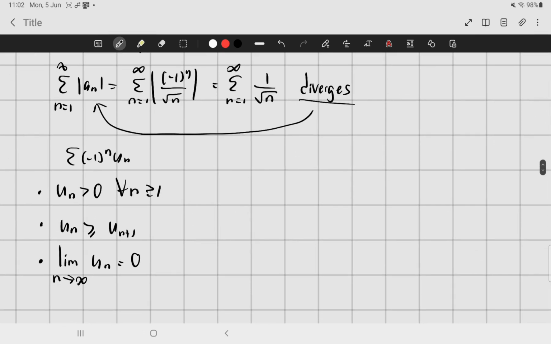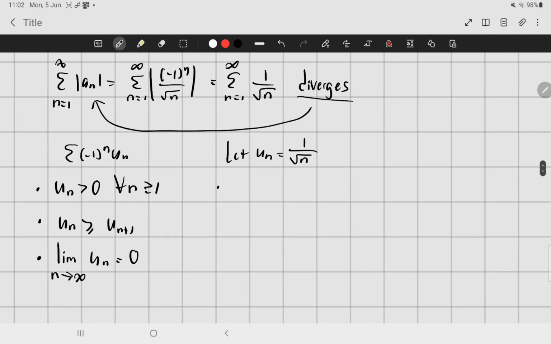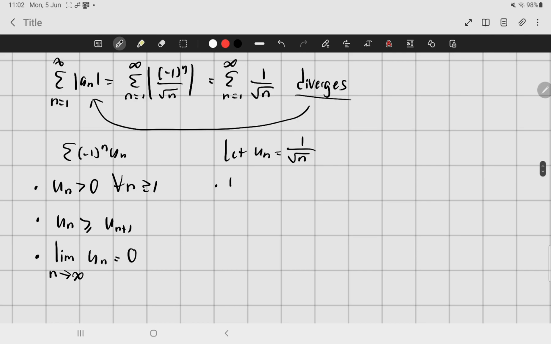Okay, so let's go through the first one. Is it a positive term? Let u_n be equal to 1 over square root of n. As you can see, the square root will always be positive no matter what, because our domain n is a positive natural number, therefore we could say u_n is larger than 0 for all n larger than or equal to 1. The next one: we want to show that the previous term is larger than or equal to the next consecutive term. So the way we want to show it is this.